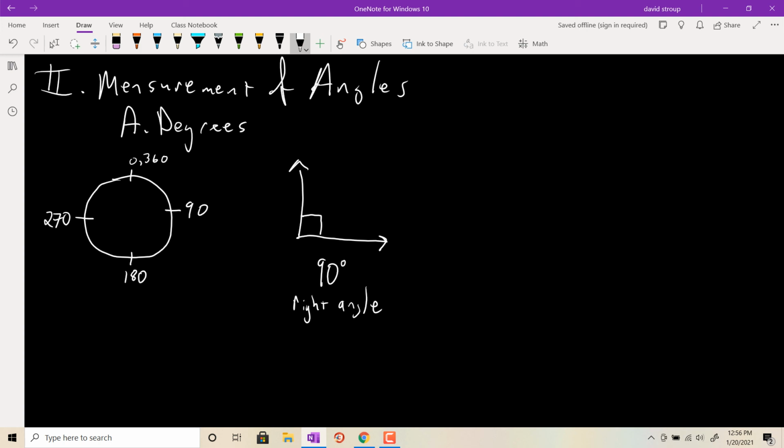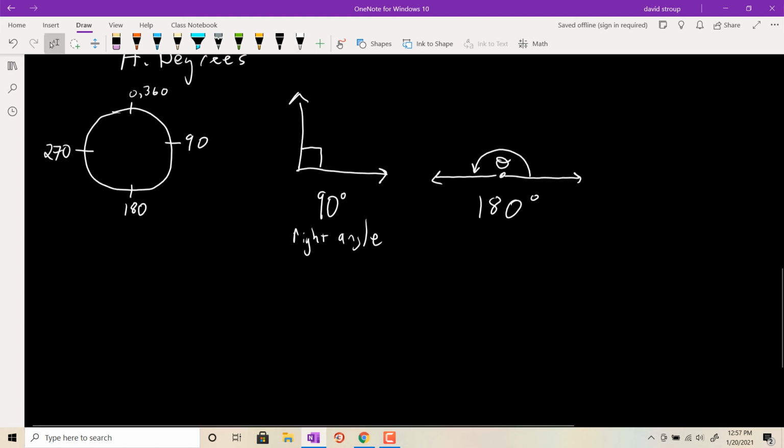Okay, 180 degrees would be if I opened up the quote-unquote compass all the way to the other side here. This angle then, opening in that direction, the angle theta would be 180 degrees. You don't have a special name for that.